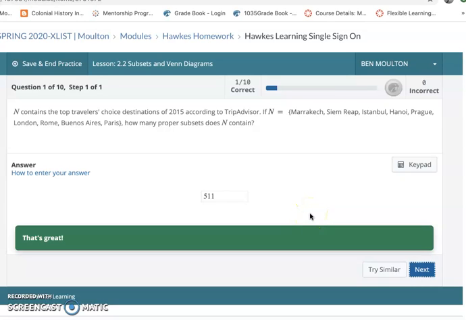Hi guys, so let's take a look at section 2.2. First problem here. This is all about subsets and Venn diagrams.